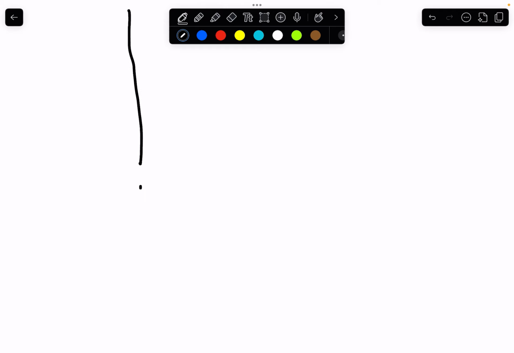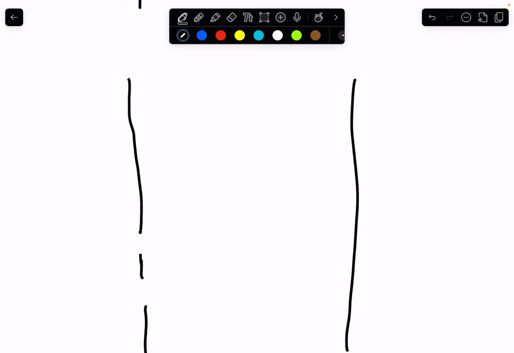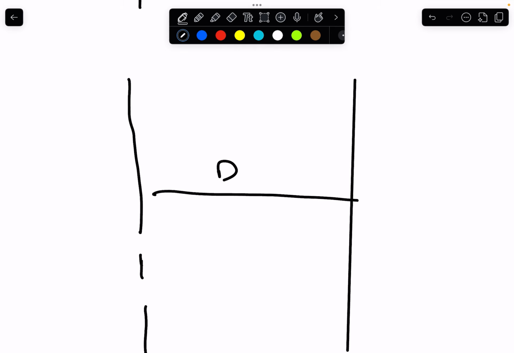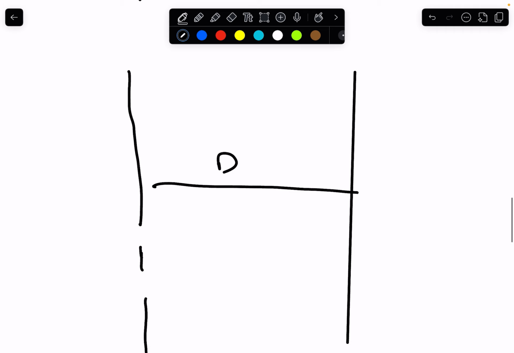So this is, let's say, slit one, and this is slit two, of equal width. And since the light's wavelength is greater than the slits, it diffracts. And he set a screen here. Let's say it was d meters away.